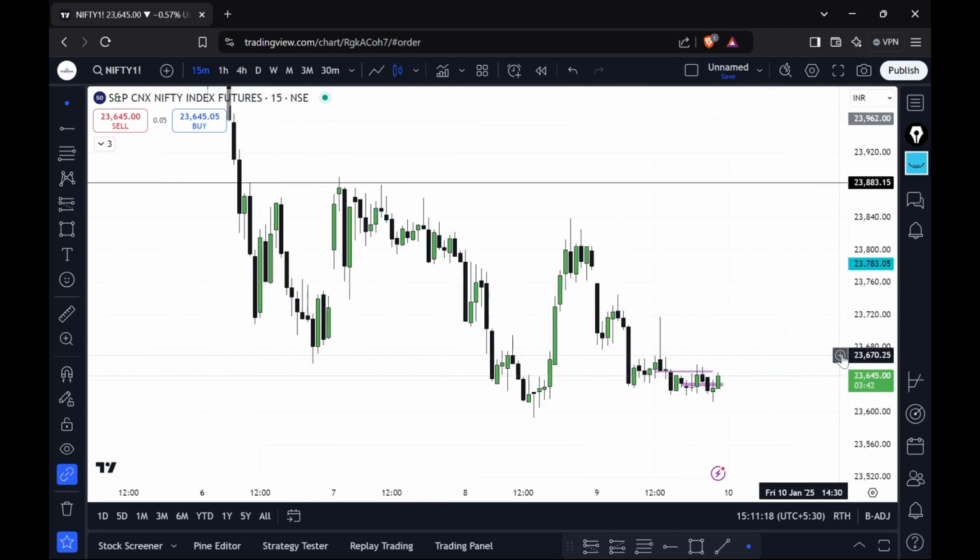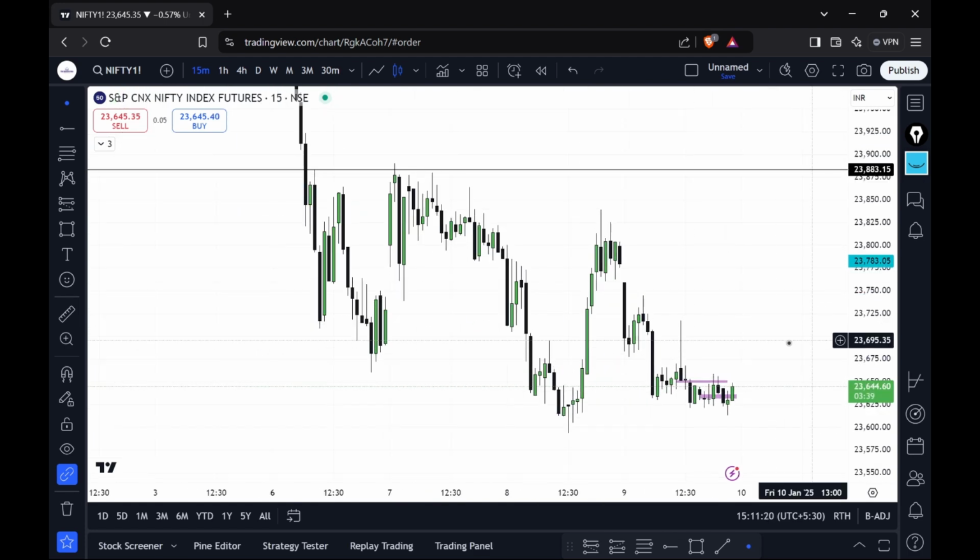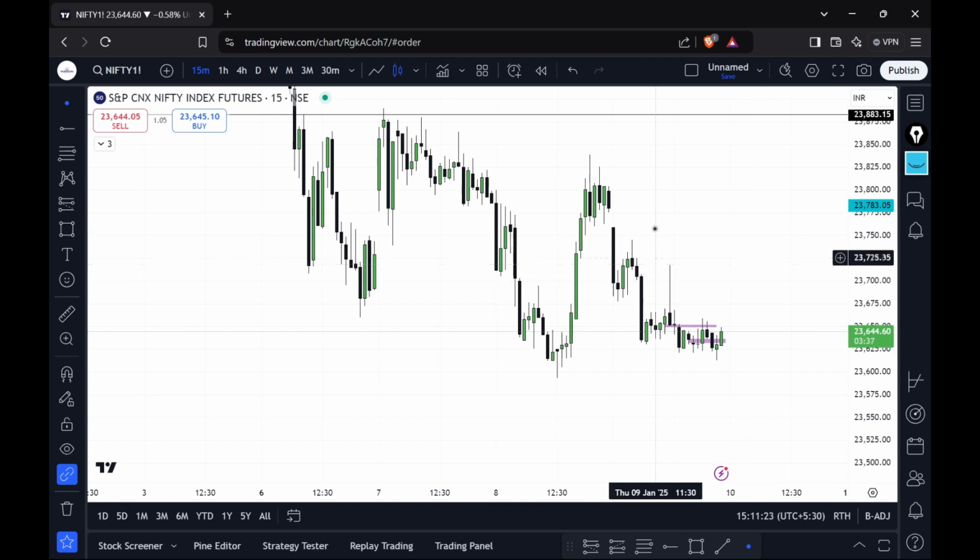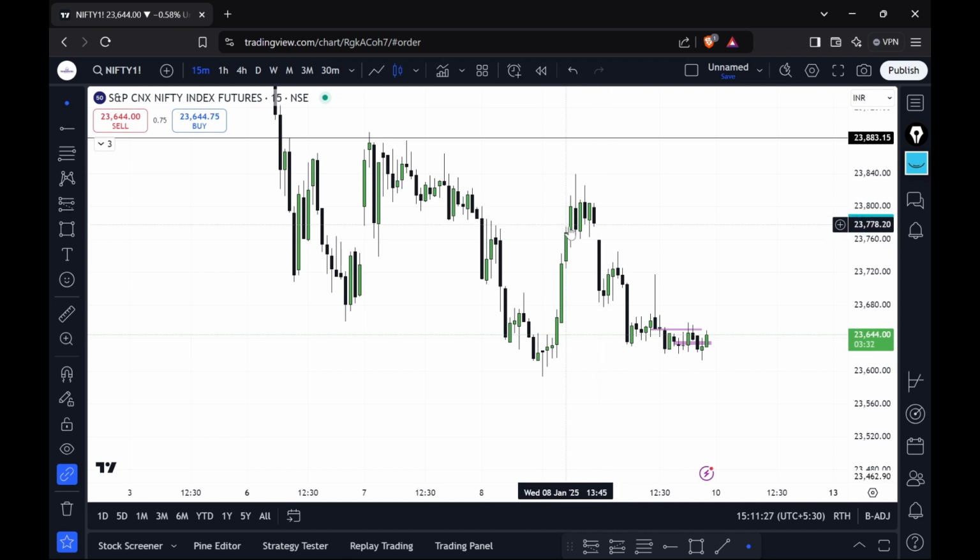As we all know, overnight carry forwarding a position is very risky. So that is why I have only taken one lot. Otherwise, I would have taken at least 3 to 4 lots. So I have carry forwarded it, and today the market has opened bearishly. It has given some sort of pullback.